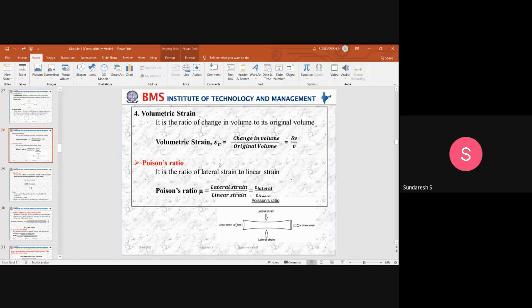Got it? So at this point I am going to stop. If you have any clarification, my dear students, you can ask. If you don't, you can go back and switch on to the Google Classroom for attending a quiz. Any clarification, my dear students? Any point starting from normal stress, strain, and the definition of Poisson's ratio?